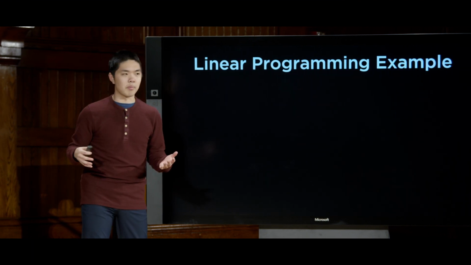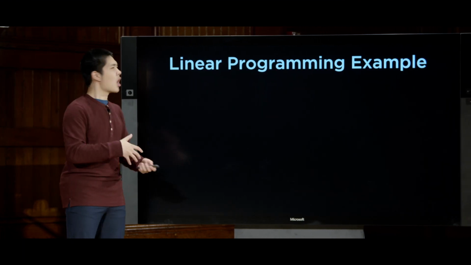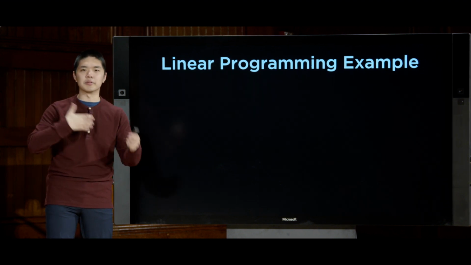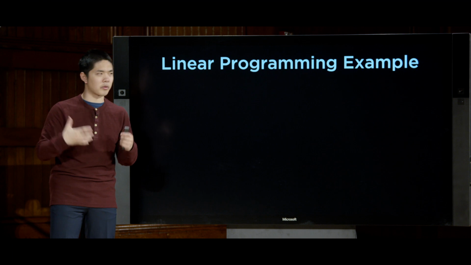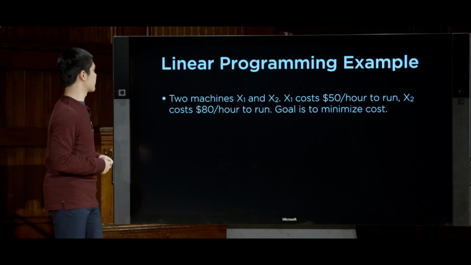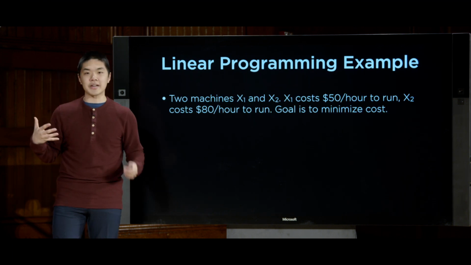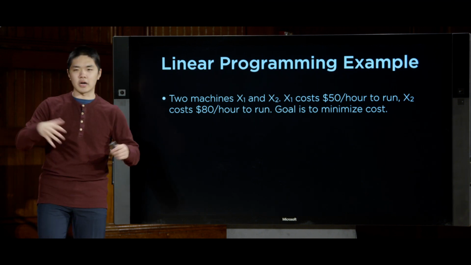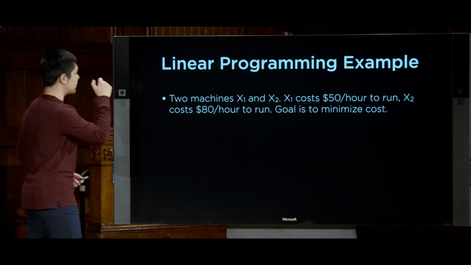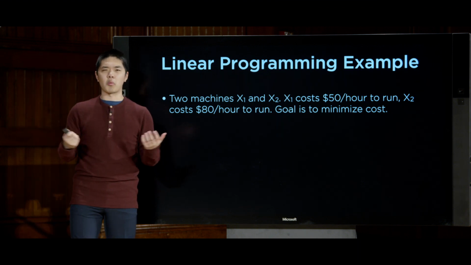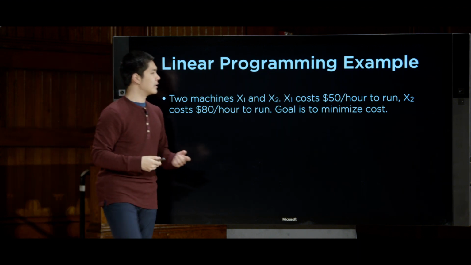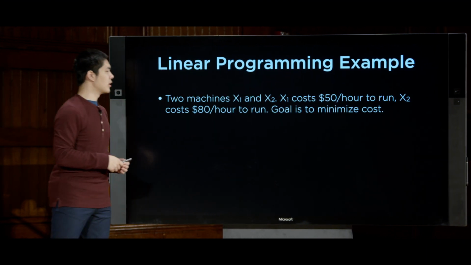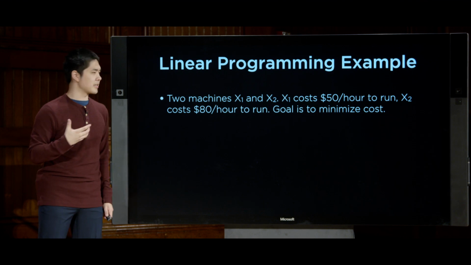Here's an example of a problem that might come up in the world of linear programming. Often this is going to come up when we're trying to optimize for something, and we want to do some calculations, and we have constraints on what we're trying to optimize. It might be something like this. In the context of a factory, we have two machines, x1 and x2. x1 costs $50 an hour to run. x2 costs $80 an hour to run. And our goal, our objective, is to minimize the total cost. So that's what we'd like to do. But we need to do so subject to certain constraints.